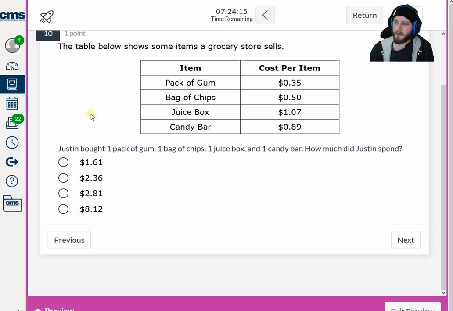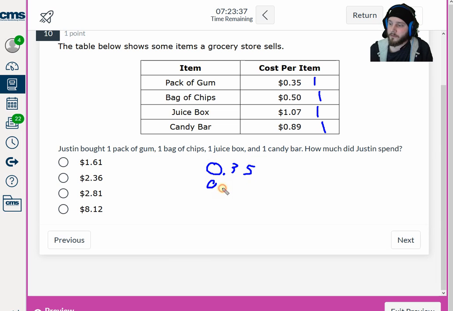So the table below shows the grocery store items that they sell. This is just a list. You don't have to do anything with those numbers yet. Justin bought 1 pack of gum, 1 bag of chips, and 1 juice box and 1 candy bar. Cool, so he just bought 1 of everything. So as it turns out, we are just going to add everything in this table. I thought maybe we'd have to exclude something, but no. He bought 1 of everything, so we're just going to add everything together again.